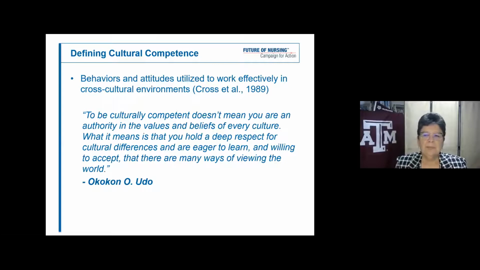So let's begin with how some scholars define cultural competence. Cross and colleagues define cultural competence as behaviors and attitudes utilized to work effectively in cross-cultural environments. Dr. Udo states, and I quote, "To be culturally competent doesn't mean you are an authority in the values and beliefs of every culture. What it means is that you hold a deep respect for cultural differences and are eager to learn and willing to accept that there are many ways of viewing the world." End of quote.